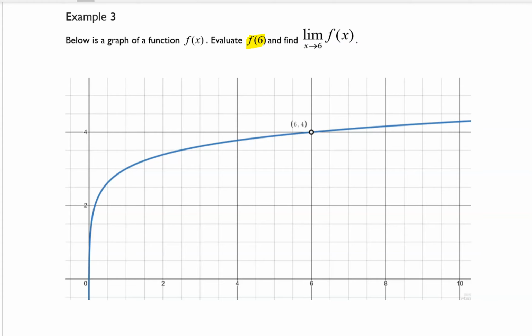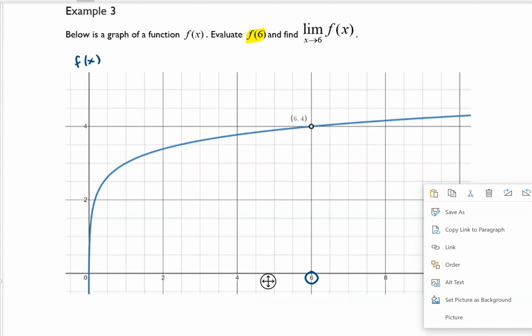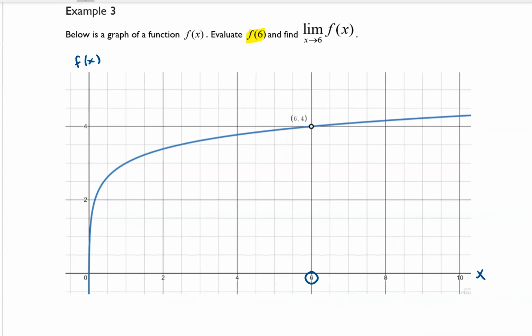So here is our x-axis and here is our f of x axis. The way that we would evaluate f of 6 is we would want to find 6 on our x-axis and then check where it is going on our graph.